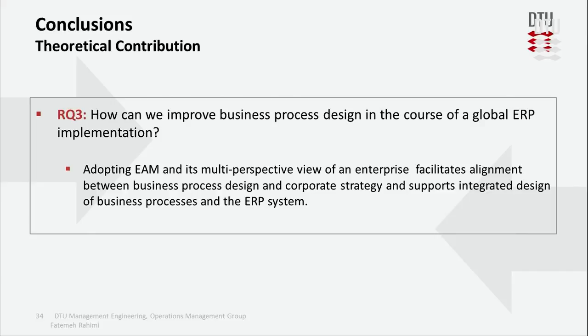So, this study, in fact, supported answering the third research question. The third research question looked for BPM capabilities that would improve business process design activities. This study suggested replacing business process modeling with enterprise architecture modeling. Enterprise architecture management, with its multi-perspective view of an organization, not only enables aligning business process design with corporate business strategy, but also supports integrated design of business processes and ERP system.